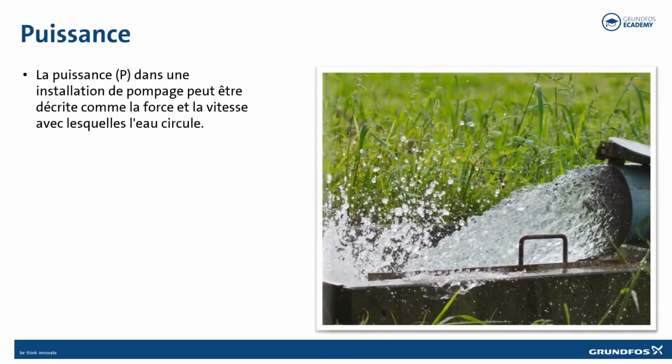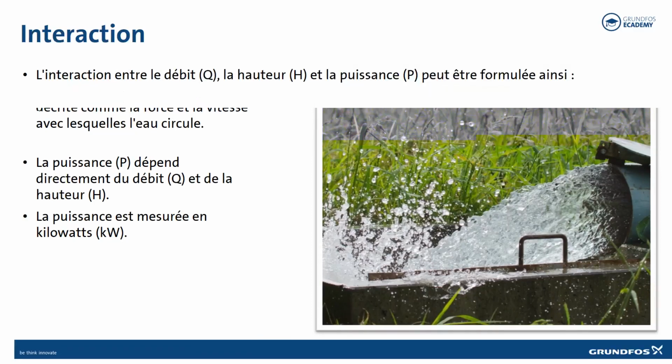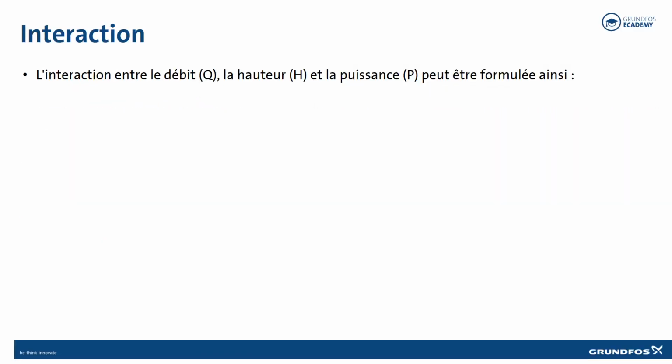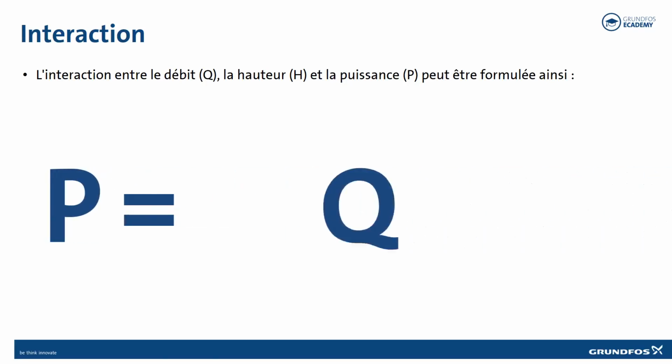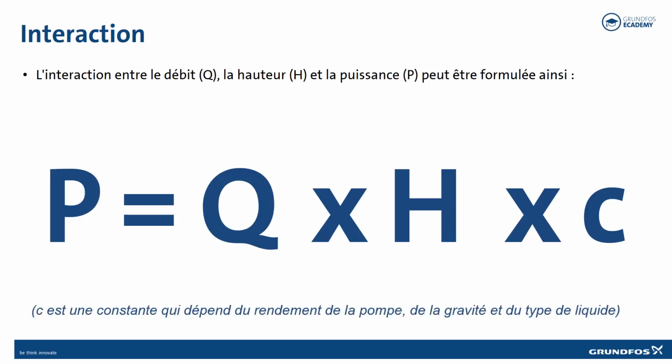Power, P, in a water pumping system can be described as the force and speed by which the water is transported, and it is directly dependent on both flow, Q, and head, H. Power is measured in kilowatts, kW. The interaction between flow, head, and power can be described as P equals Q times H times C, where C is a constant depending on the pump efficiency, gravity, and fluid type. If you double the flow or the head, the power will also double. If you double both, the energy will quadruple.